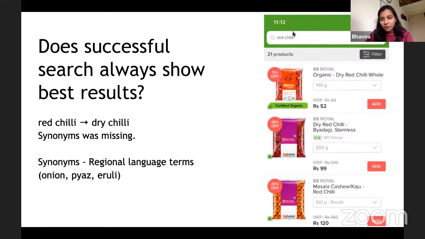Now, it's very apparent why this came up. It's because I searched for red chili and the product description had red chili. But if you think about it, this is not the right result that the customer is looking for.